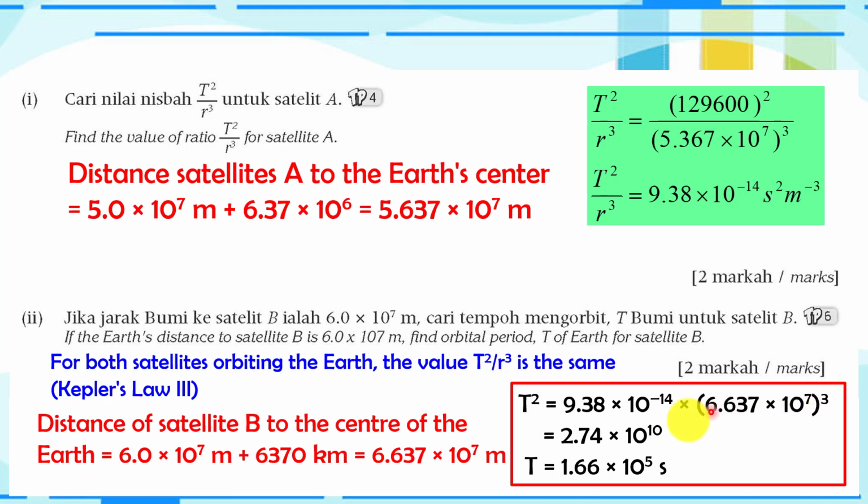So the final answer I get is 2.27 times 10 to the power of 10. That one is not yet square rooted, so you need to take the square root. After the square root, I get 1.66 times 10 to the power 5 seconds. This 9.38 actually is from here. I just want to find the T, so I take the radius and multiply with this answer.